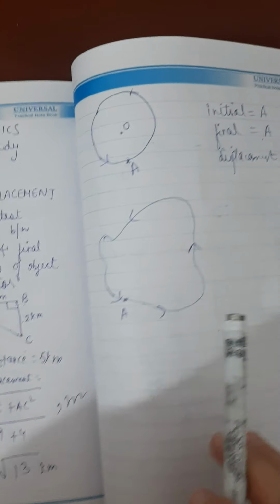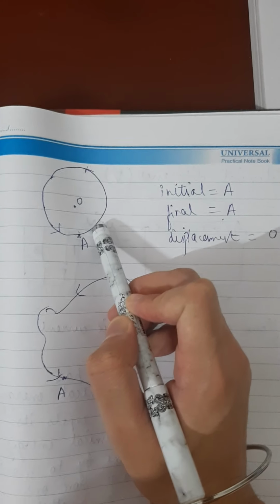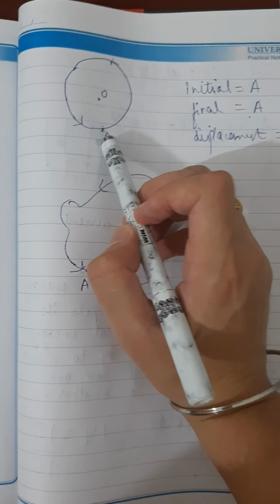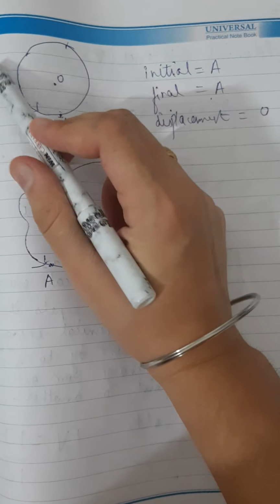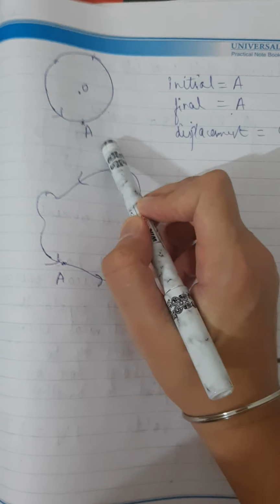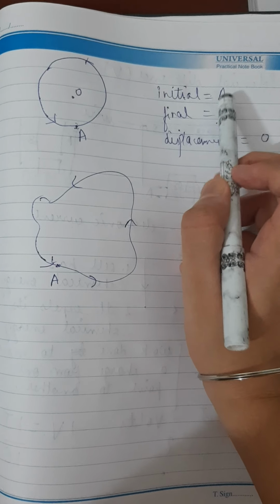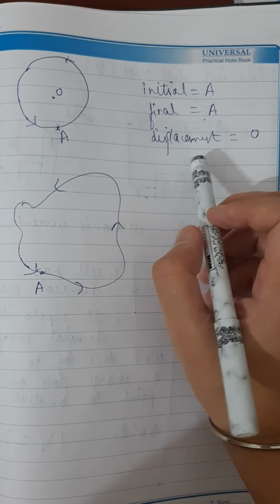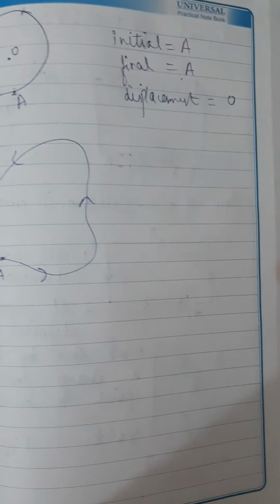Now take the case of a loop motion. Suppose this is a circular path and O is the center of the circle. Object starts from point A and it moves on the circumference and comes back to point A. Here both initial and final positions are point A. So the initial and final positions are coinciding. That's why the displacement will become 0, because initial and final positions are coinciding.